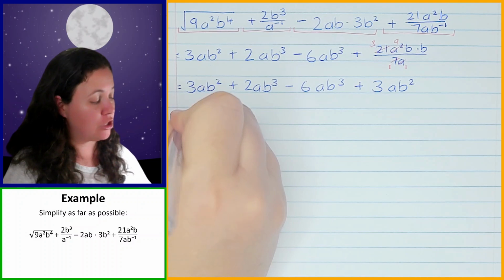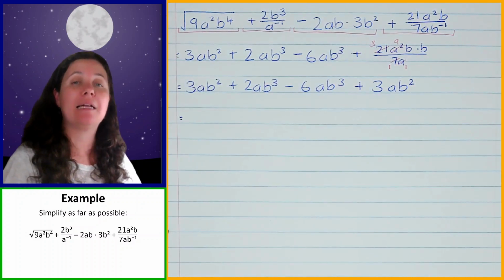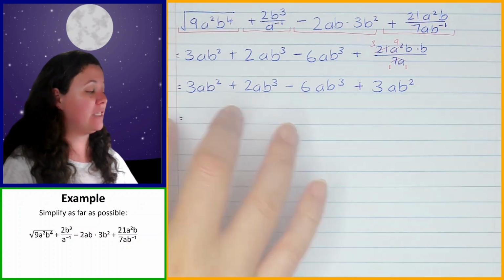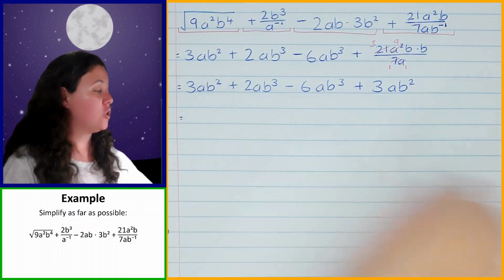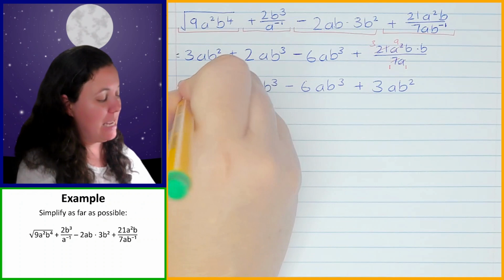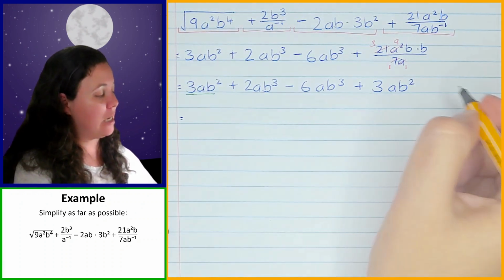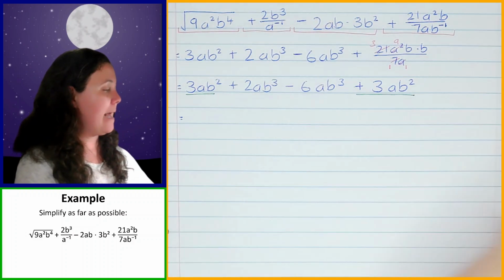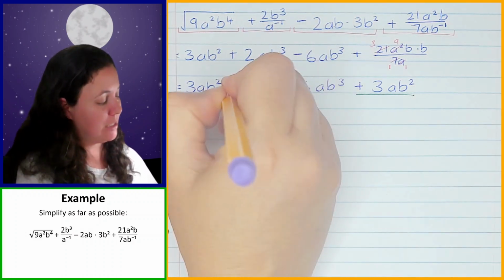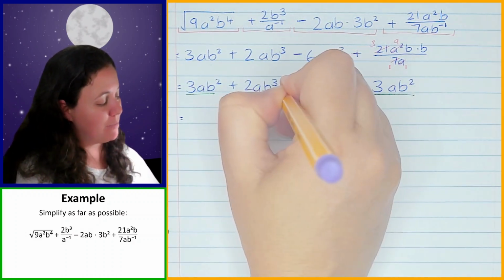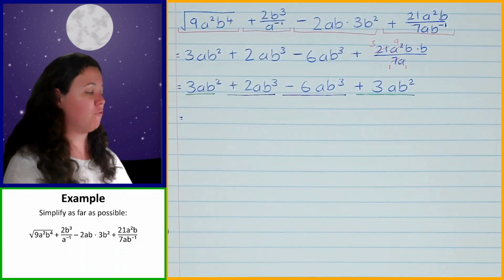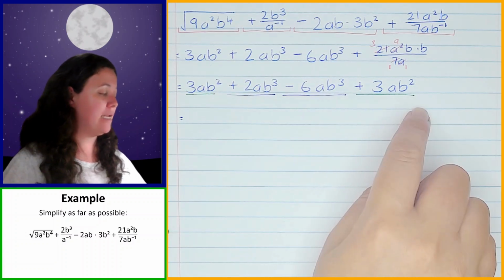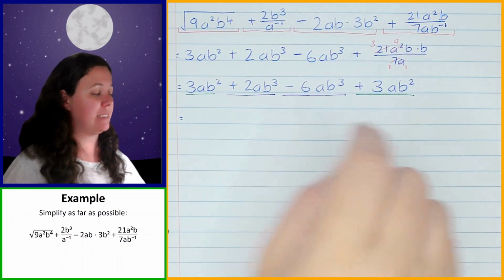The addition and subtraction, I have to be careful with though. I can only add or subtract like terms. So I have to identify which of these terms are like terms. So over here, I've got 3ab squared, and over here, I've got plus 3ab squared. And here, I've got plus 2ab cubed and minus 6ab cubed. Now, you can write these together. So 3ab squared plus 3ab squared, and then plus 2ab cubed minus 6ab cubed.